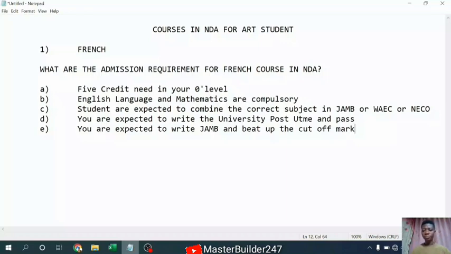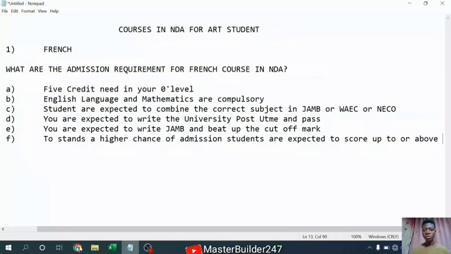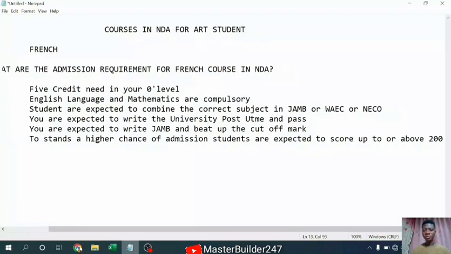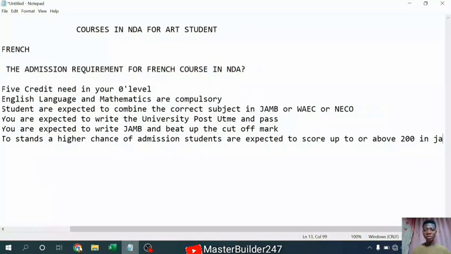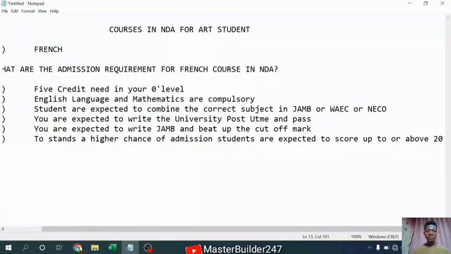Then the last but not the least, F: to stand a higher chance of admission, students are expected to score up to or above 200 in JAMB. This one is self-explanatory.